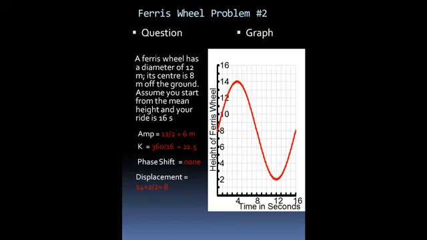So now putting these 4 key ideas together, your equation should look like this. Y equals 6 sine of 22.5x plus 8. We notice the amplitude is 6. The K value is 22.5. The phase shift doesn't exist. And the displacement is 8 meters.